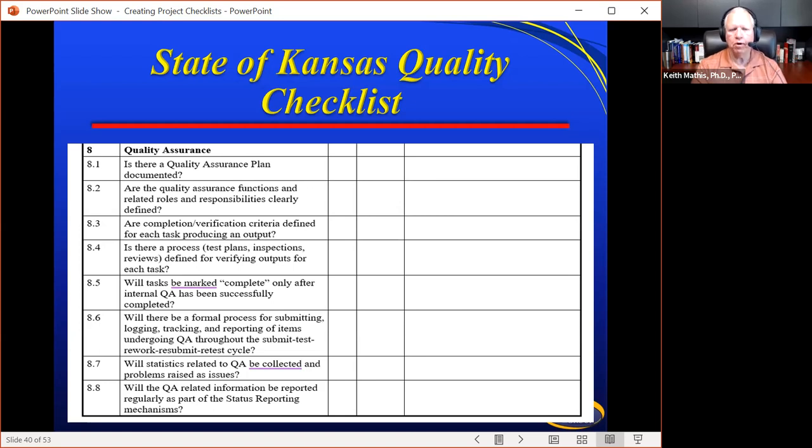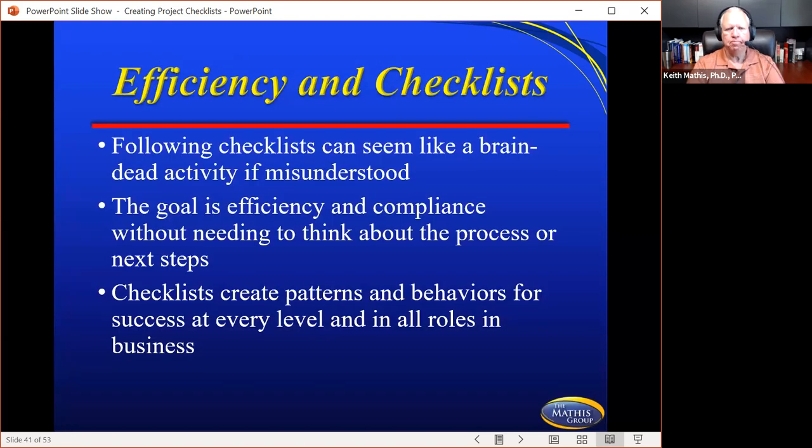Will there be a formal process for submitting, logging, tracking, and reporting of items undergoing QA throughout the submit, test, rework, submit, test cycle? Will statistics related to QA be collected and problems raised as issues? Will QA related information be reported regularly as part of the status reporting mechanisms? Excellent questions associated with just the topic of quality assurance.